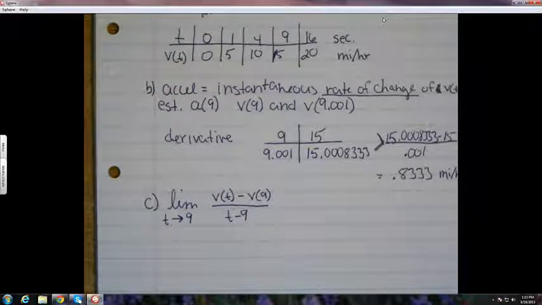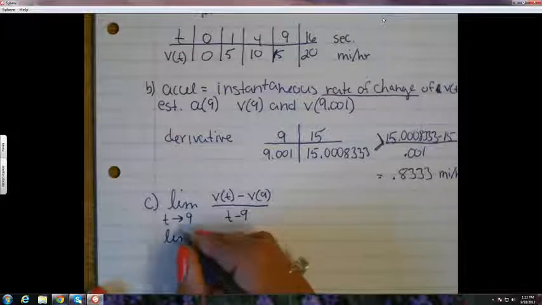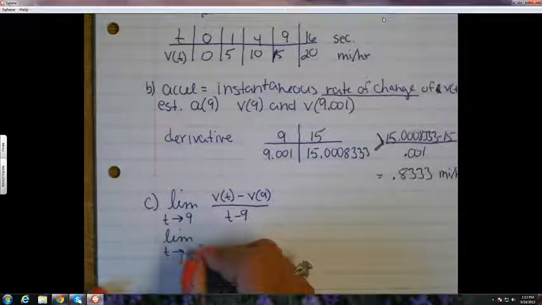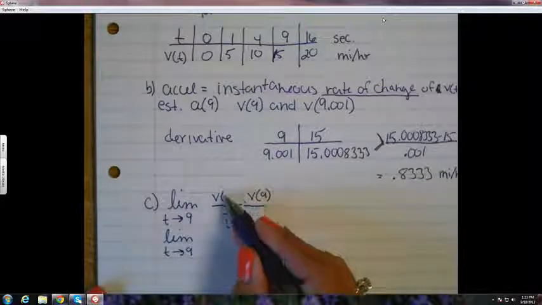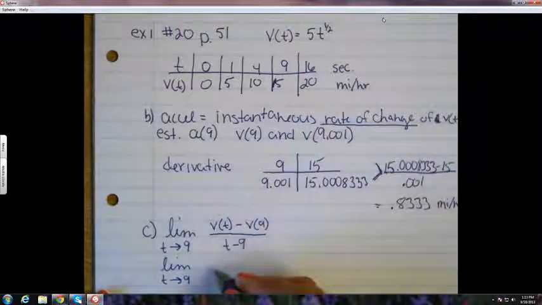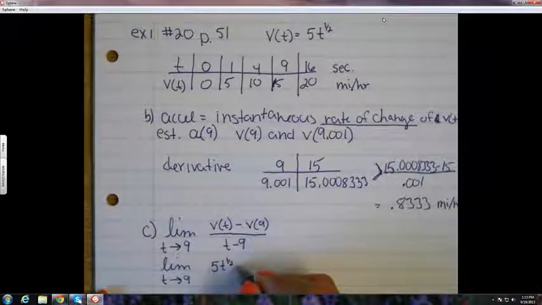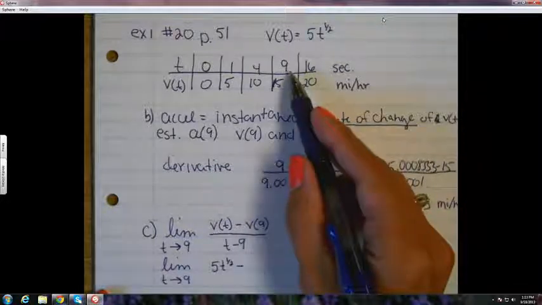Okay, our goal is to find this limit. And we just spent the whole section doing the limit stuff. So, substituting in, limit as t approaches 9. Here we want the equation. What is the velocity equation? The velocity equation is, at the top of my paper here, 5t to the 1/2, minus the velocity at 9. Right from the table, the velocity at 9 is 15.